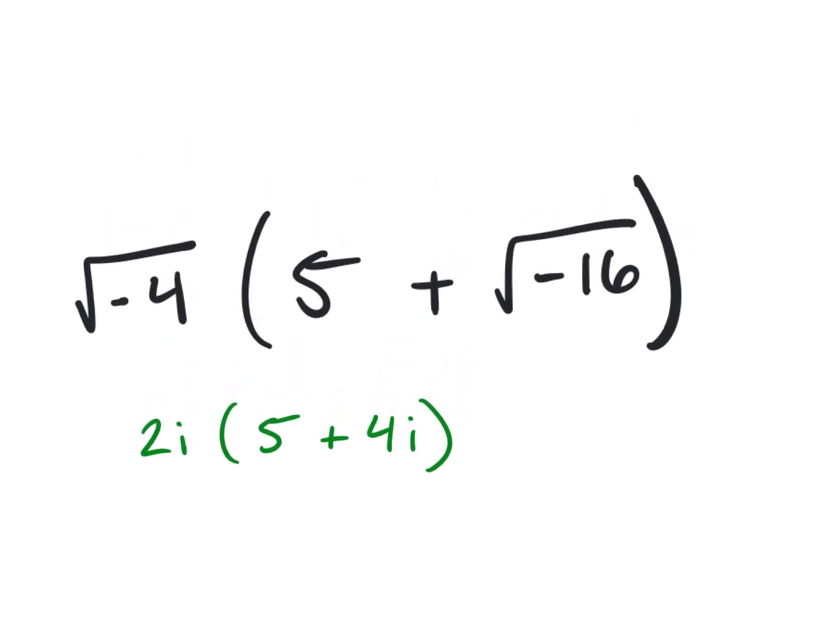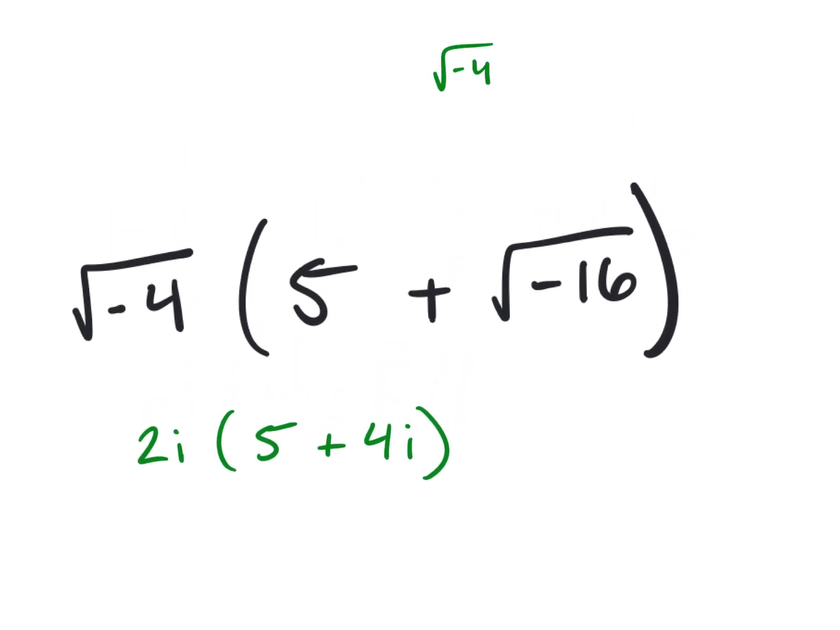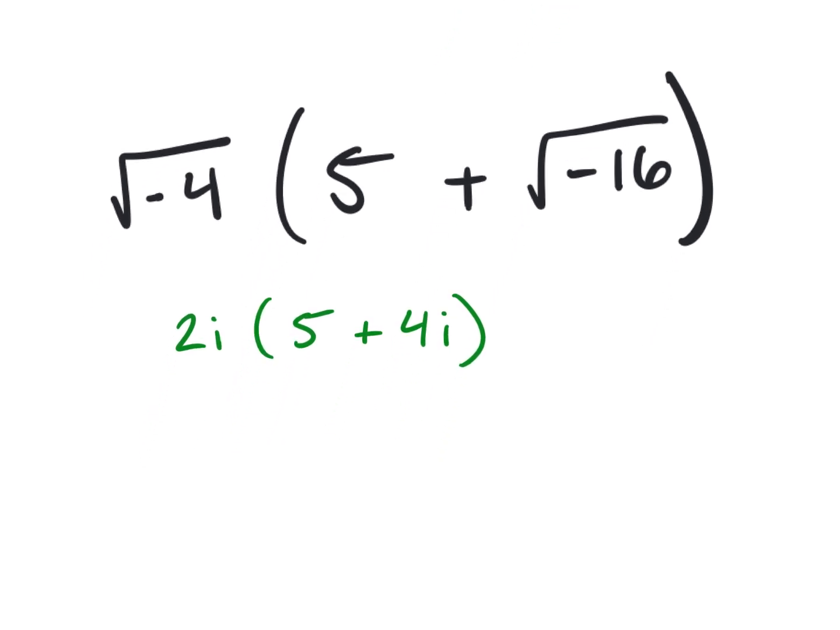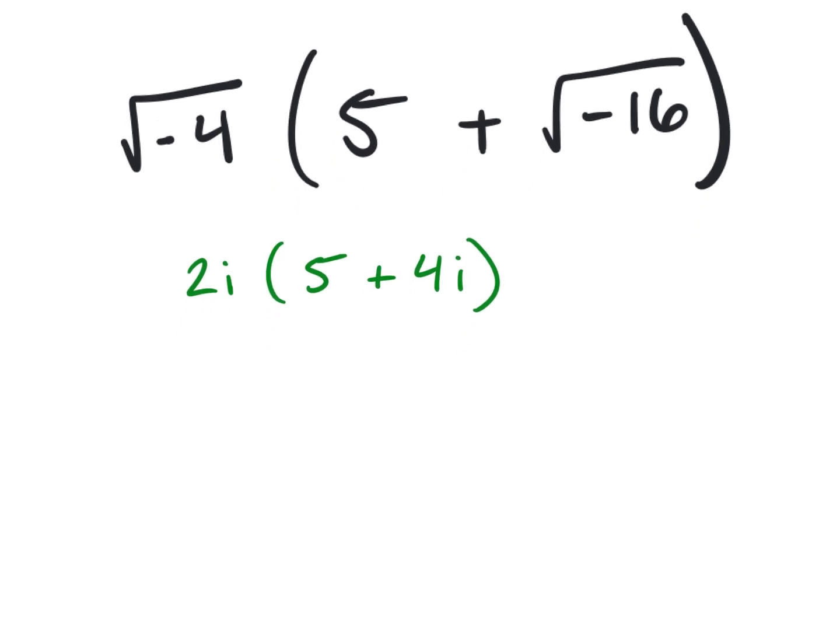You don't want to multiply the square root of negative 4 times the square root of negative 16 and then have to take out the i's and multiply them together. It's just going to make it messy. So simplify it first. What should we do next? Now let's distribute. So we get 10i plus 8i squared. Can we leave our answer like this? No, what do we have to do next?